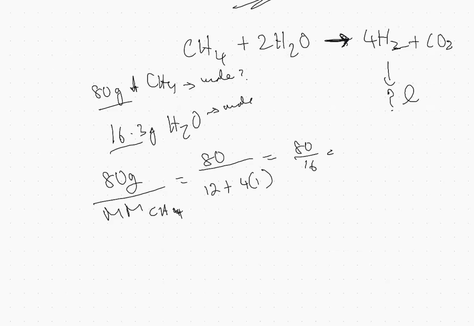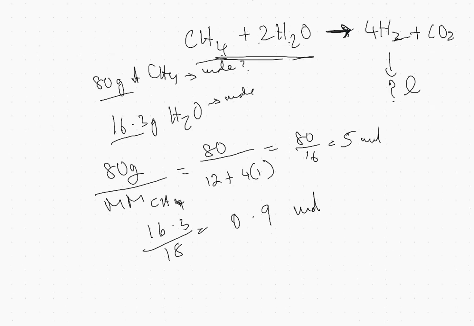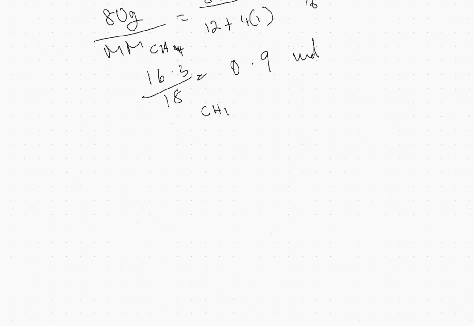Okay, now when it comes to water, 16.3 divided by 18, I get 0.9. Okay, now we'll get these ratios together and see where it stands. Is this balanced? CH4, carbon 1, oxygen, it's balanced. So let me rewrite here because I had to move this up. So I have CH4, the ratio here, first of all, is 1 to 2. Okay, 1 mole would need to react with 2 moles.